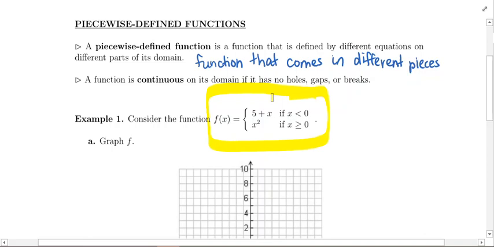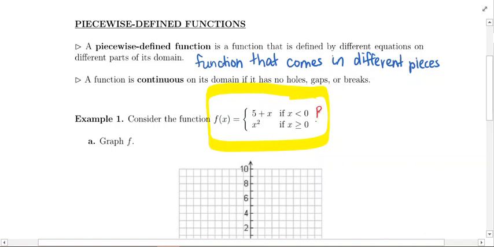So let's examine this function. You still have your function notation f of x is equal to, but then you have this open brace and you have more than one rule that comes along with the brace. We have a first rule, 5 plus x. You're going to use that rule if your x values are less than 0.